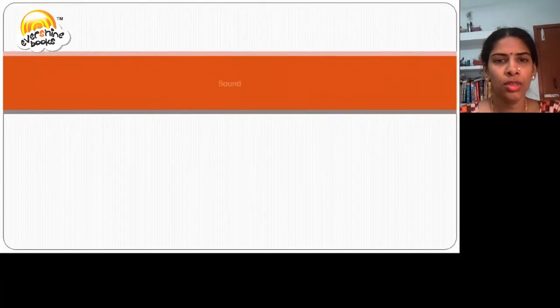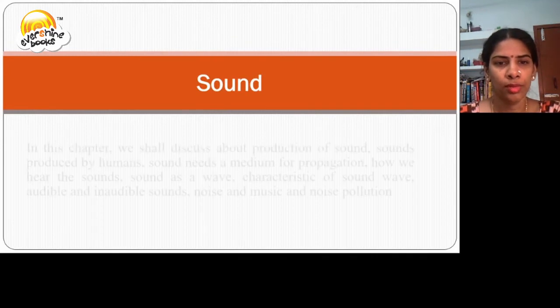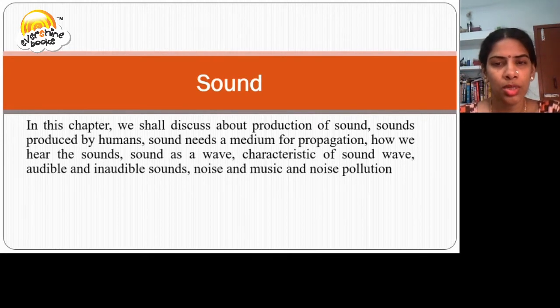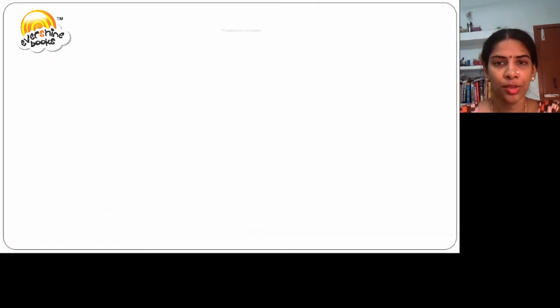Today we are going to learn the chapter Sound. In this chapter, we shall discuss the production of sound, sound produced by humans, sound needs a medium for propagation, how we hear the sound, sound as a wave, characteristics of sound wave, audible and inaudible sounds, noise and music, and noise pollution. Let us begin the chapter.